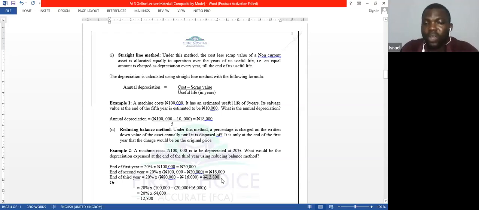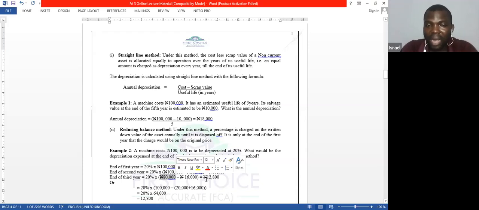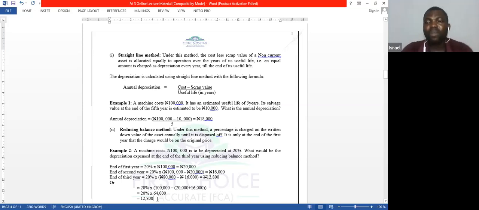So here we have 12,800 using the carrying amount of the second year, minus the 16,000 of the previous year, to get the carrying amount, and multiply by 20% to get the depreciation. But for this other method, use the total cost minus the total accumulated depreciation, which is 20,000 plus 16,000, to give us 64,000. 20% of 64,000 is 12,800. This is the depreciation that will be charged to the profit or loss account for the year.